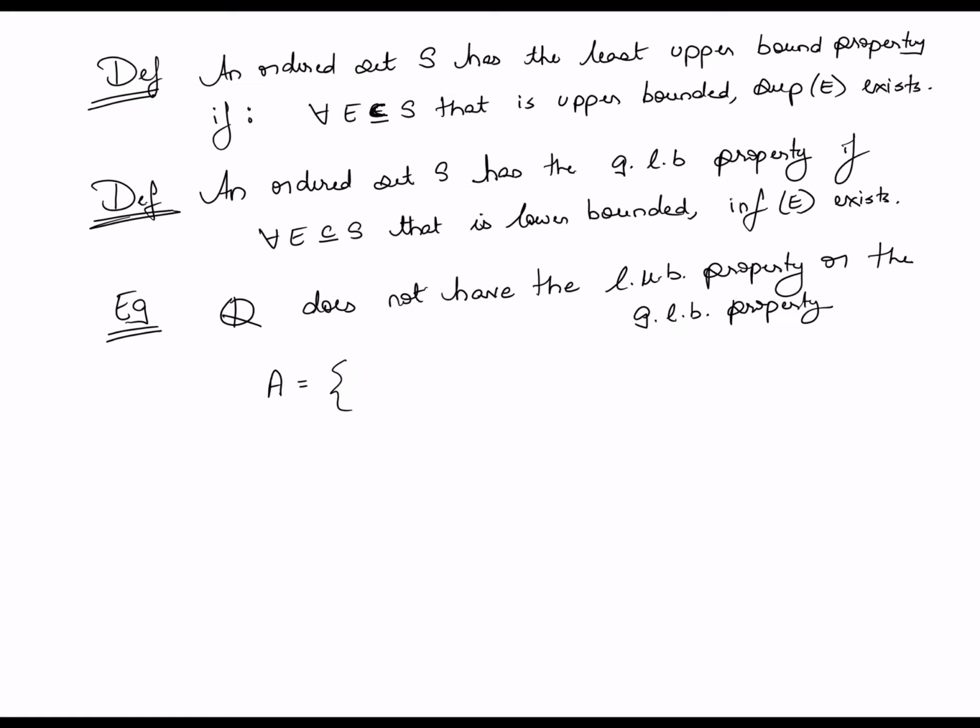A was the subset of non-negative rationals such that the square was less than 2. B was the set of non-negative rationals such that the square is more than 2. Okay, so the first thing to note, of course, these are subsets of the rationals, right? This set A is upper bounded.